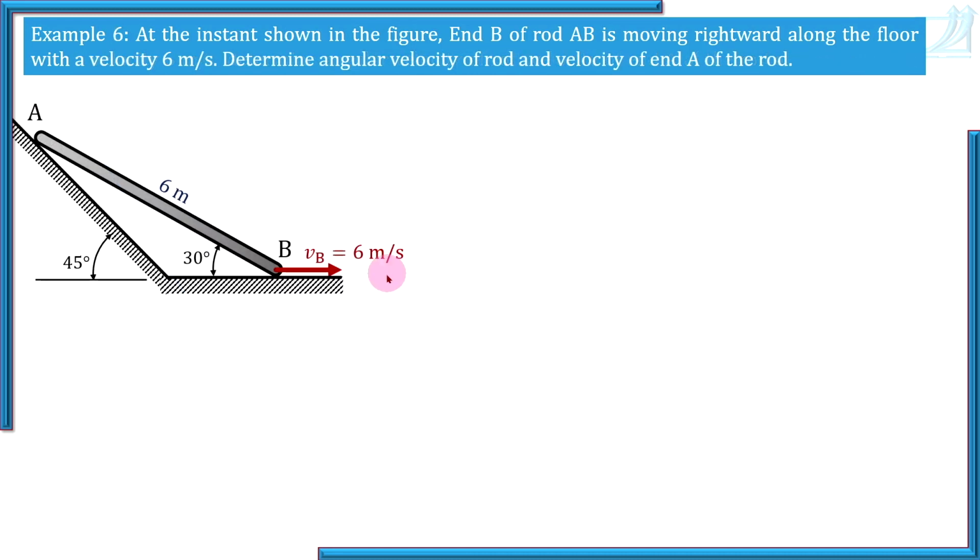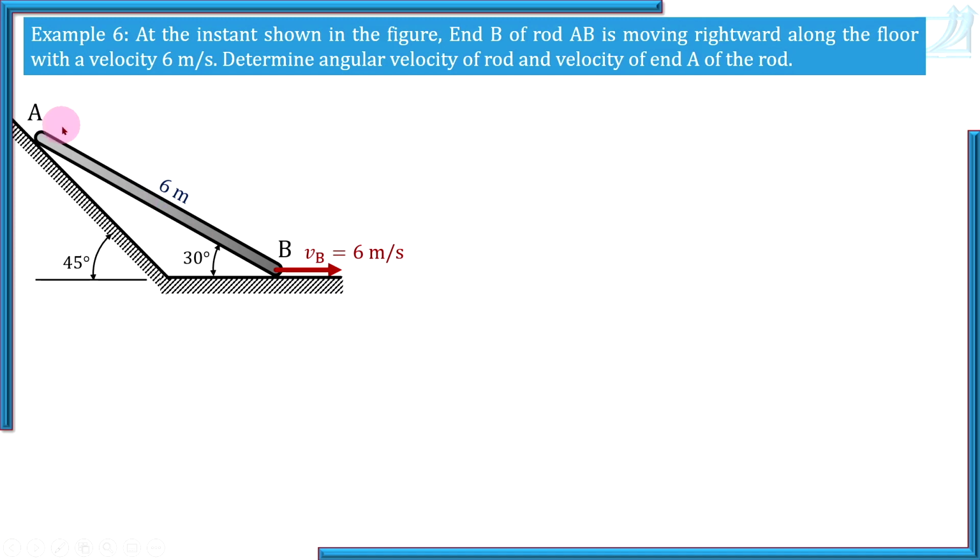Now read this problem. At the instant shown in the figure, end B of rod AB is moving rightwards along the floor with velocity 6 meters per second. Determine angular velocity of rod and velocity of end A of the rod. Is it similar problem? Yes, it's the same problem really speaking.